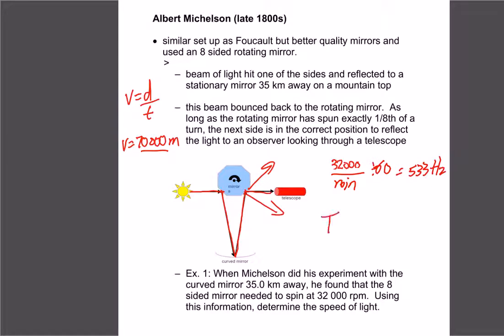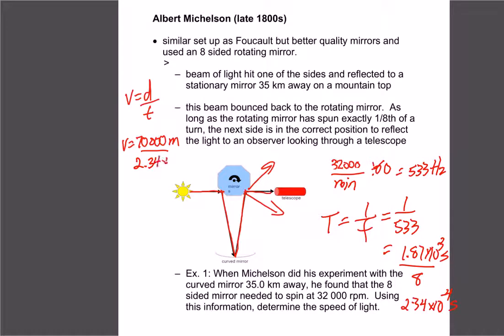So then what we want to do is actually get time. Remember, time is 1 over frequency. So we'd have 1 divided by 533, and that gives us an answer of 1.87 times 10 to the negative 3 seconds. So all we have to do then is, we still got one little trick. Remember, that's the time for one whole revolution. We only want this to go 1/8 of a turn, so we actually have to divide that by 8 as well. So we end up getting 2.34 times 10 to the negative 4 seconds. So that's the number that Michelson would put in the formula. So 70,000 meters takes 2.34 times 10 to the negative 4 seconds.